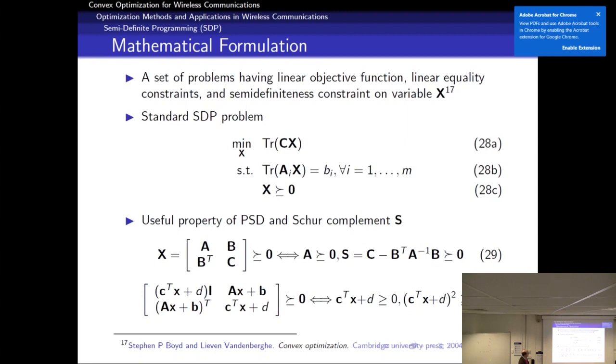And then we have a constraint on the matrix X that says that this matrix has to be positive semi-definite, right? So this is linear, right? Because this is actually matrix multiplication.